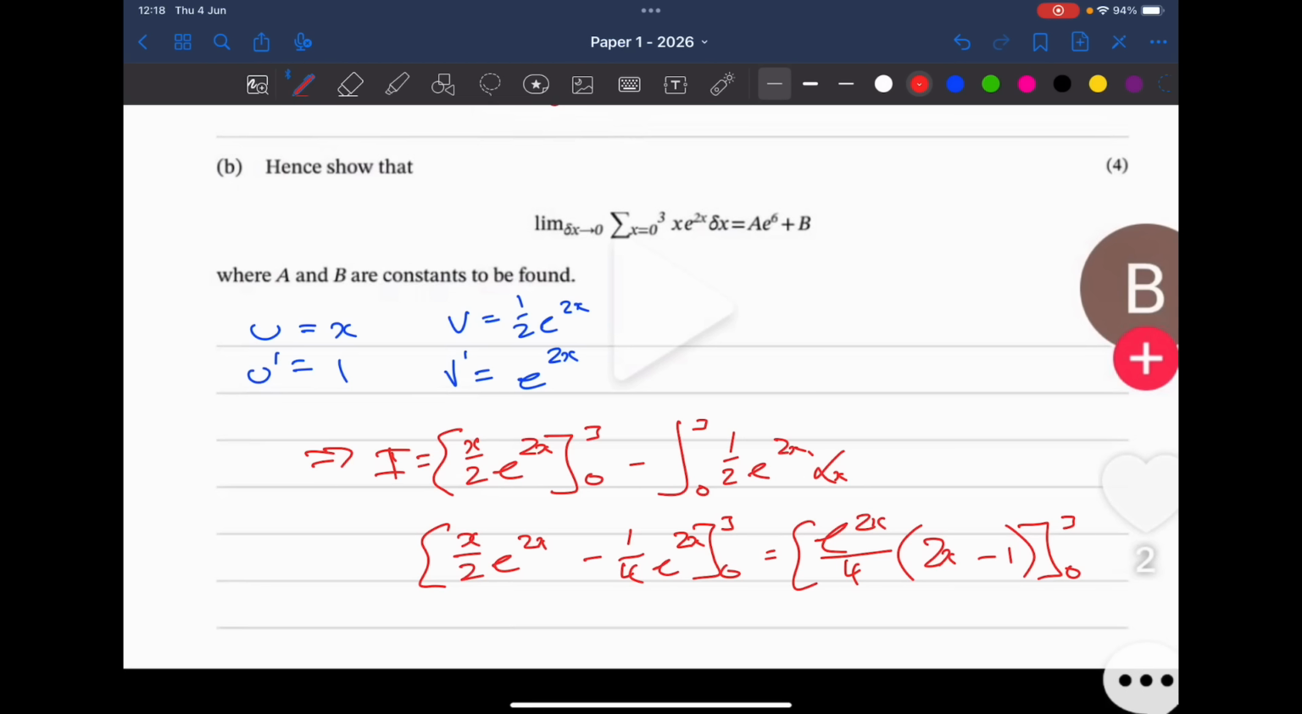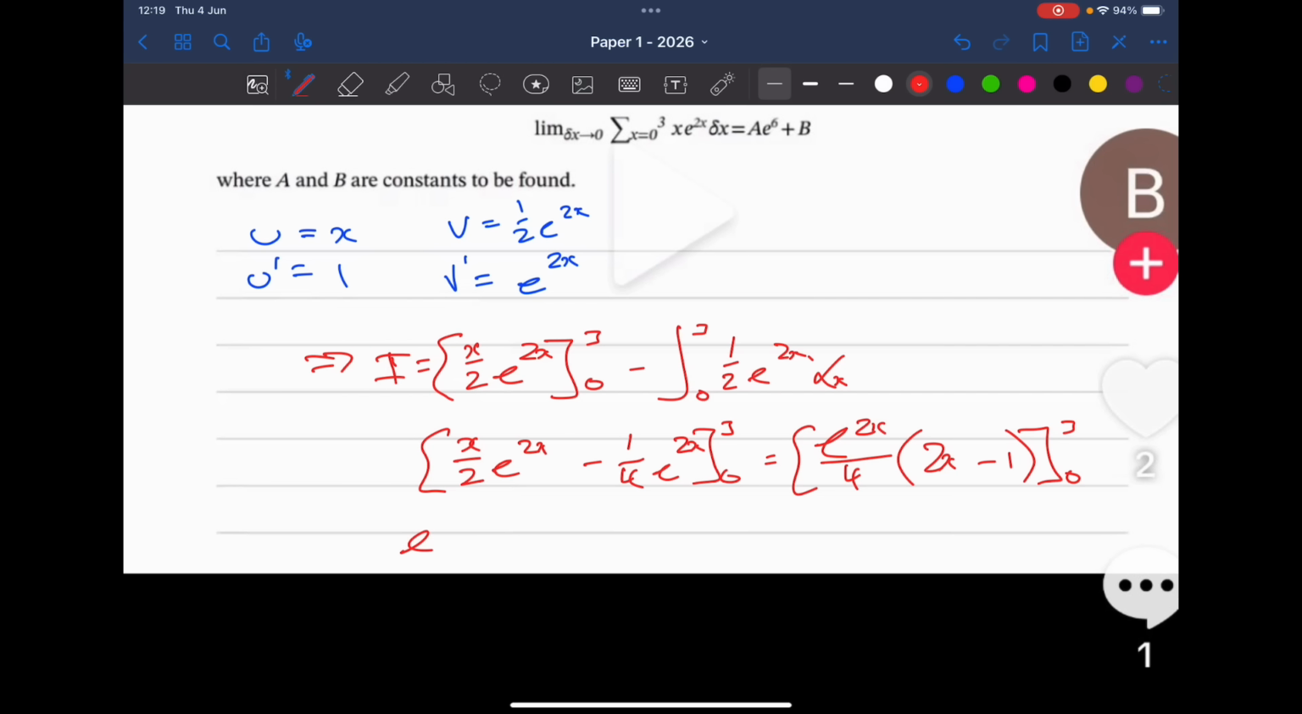So with limits 3 and 0, when we put in the 3, we get e to the 6 on 4, and this is going to be 6 minus 1 is 5, times by 5. And we take away 0: e to the 0 is going to be 1, so it's a quarter of minus 1. So taking away a quarter of minus 1, that's going to be the same as adding on a quarter. So if we factorise this out, what do we have? We've got 5 e to the 6 plus 1 over 4.